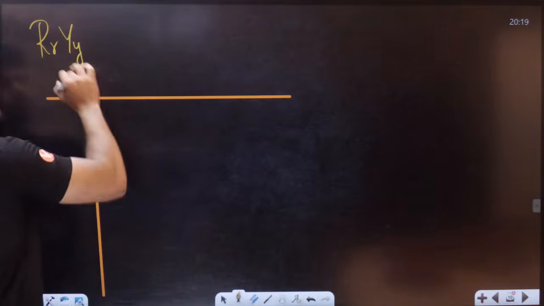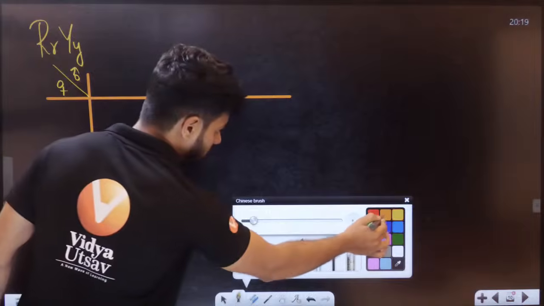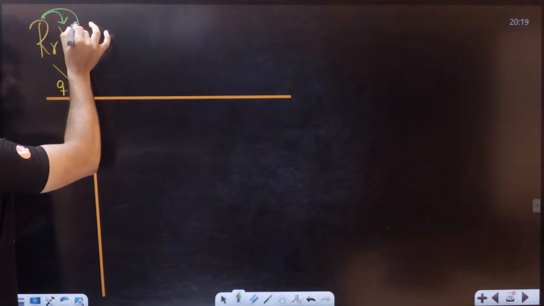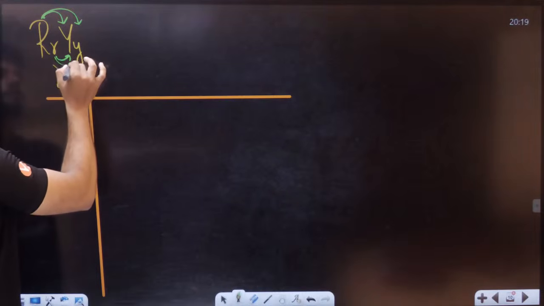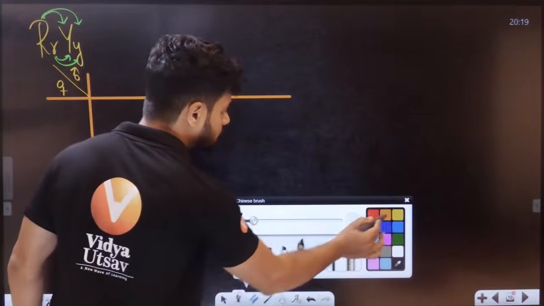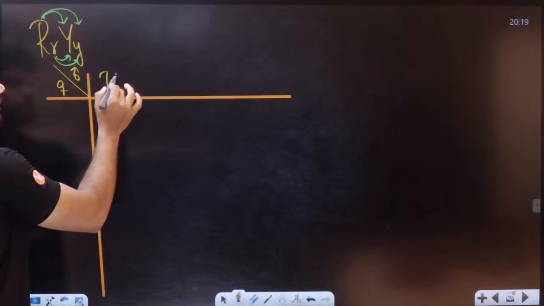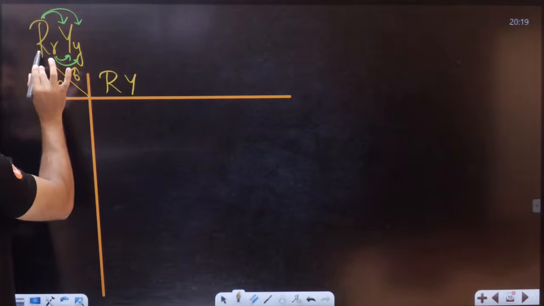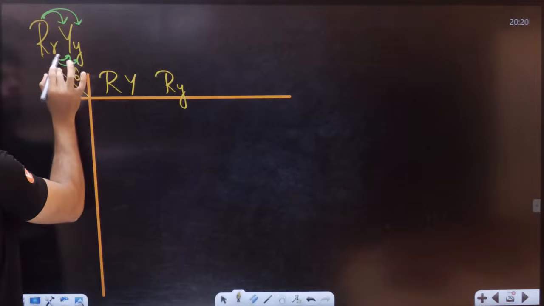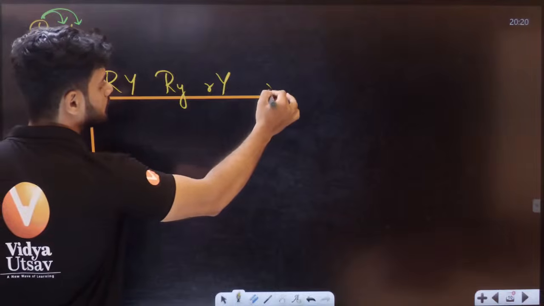So here we have male and here we have female. Now students, how do we make gametes here? Very simple trick. This into this, this into this, this into this, and this into this. That's all. So what do we have first? The first one is capital R, capital Y. That is the first gamete. Then capital R, small y. Then small r, capital Y. Last we have small r, small y.